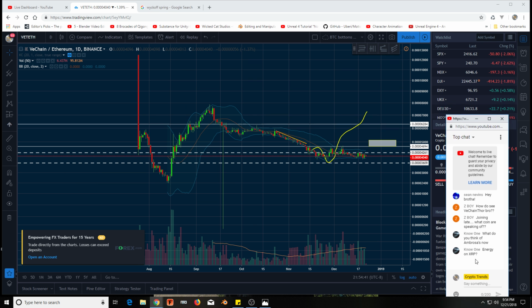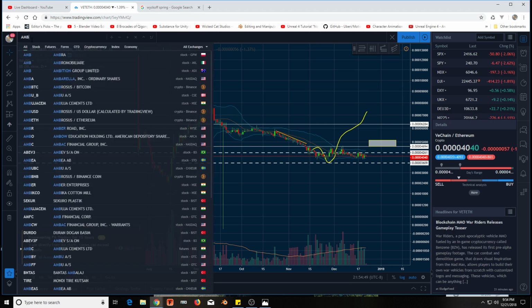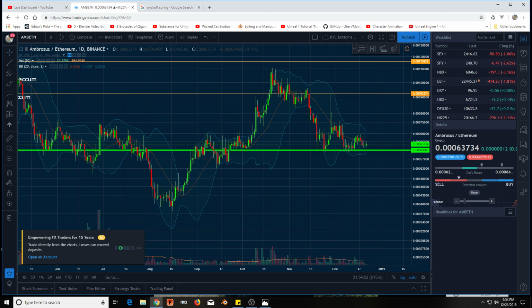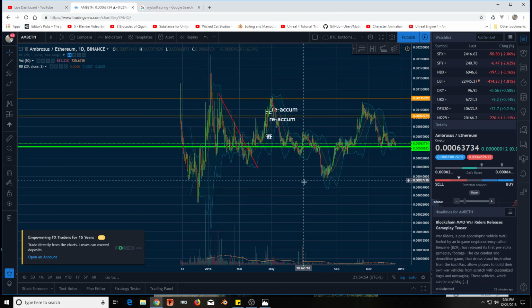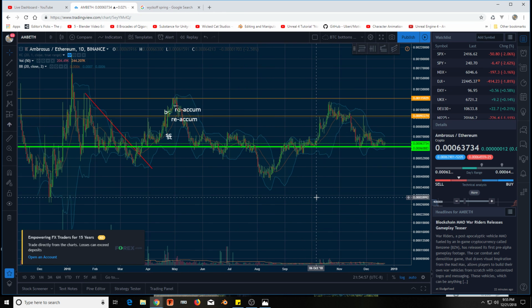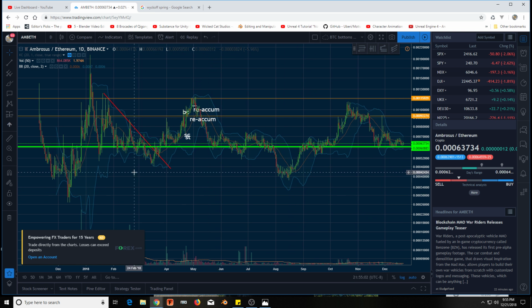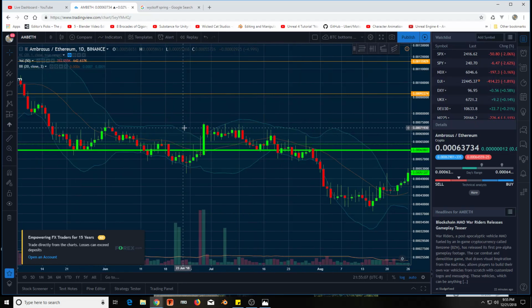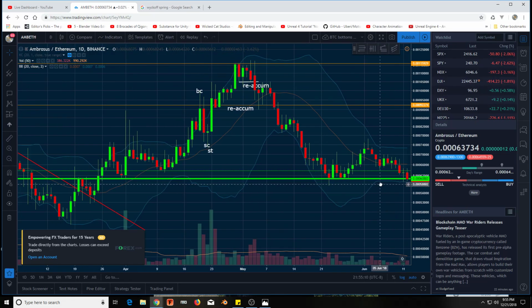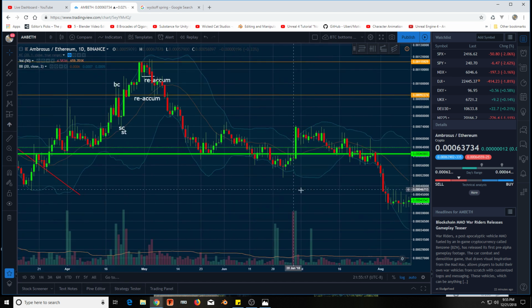What do I think of Ambrosus now? I still like Ambrosus. Let's go take a look at their chart. AMB, let's look at them against ETH. Boom. I still hold Ambrosus. I am a long-term holder. All these lines, you see how I did this? This is more Wyckoffian stuff. Reaccumulation, this low point here, and good stuff.